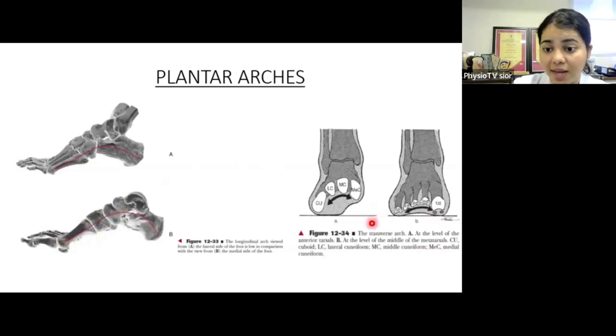Compared to that, my transverse arch goes across the remaining tarsals, and it kind of dips when it reaches the head of the metatarsal. So the keystone here is going to be my middle cuneiform and my second metatarsal. Okay, so what is the function of the arches? Dampening of any weight-bearing forces, superimposed rotational forces, distribution of weight through the foot, and also converting the foot from a flexible foot to a rigid lever.